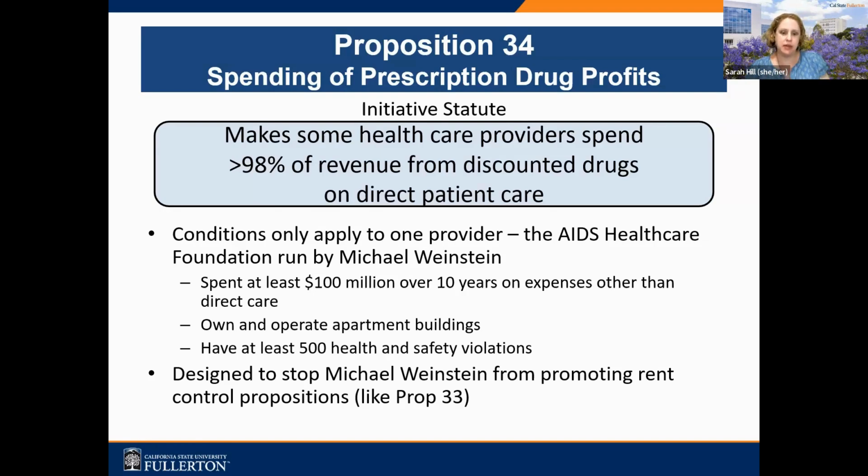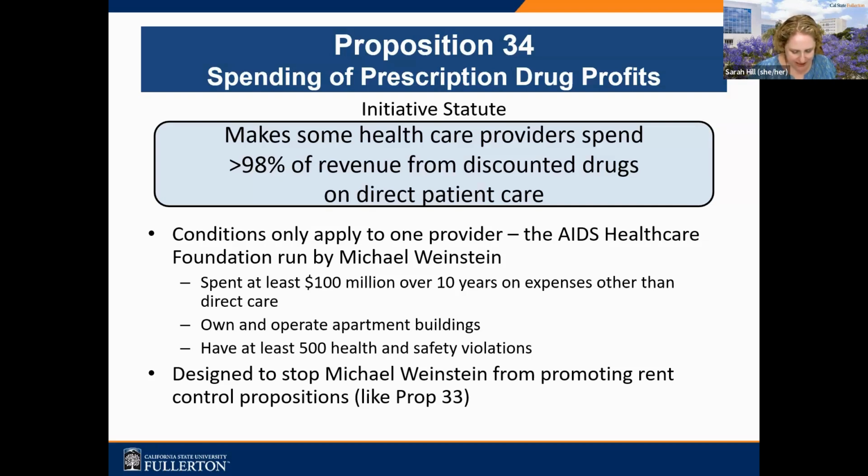So it is designed to stop him from promoting rent control propositions. There's a real question of whether it's legal if this passes, because in general, laws are not able to be written so that they target an individual or one organization. They need to apply broadly. And this is so obviously written to stop him. There will be a lawsuit if this happens, and there's a real question whether this would be overturned if it does pass.